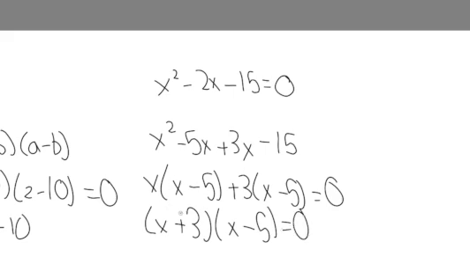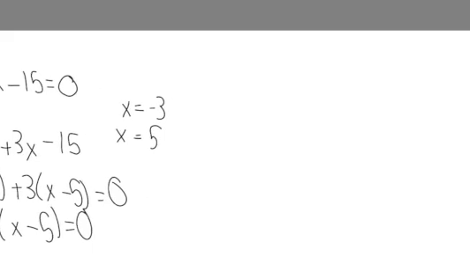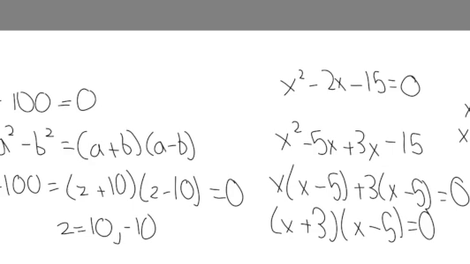And similarly, we can just solve for x in each equation. Subtract 3 from both sides, we get x equals negative 3, and then x equals 5 from adding 5 to both sides. So yeah, let's go for a bit more complicated problem.